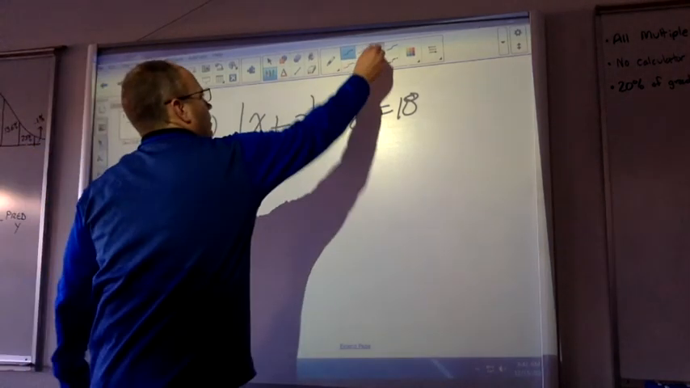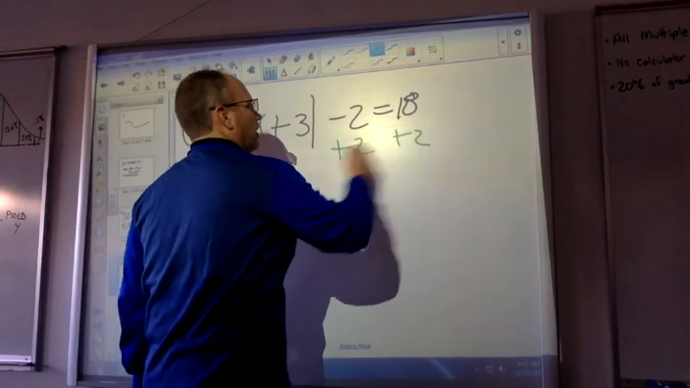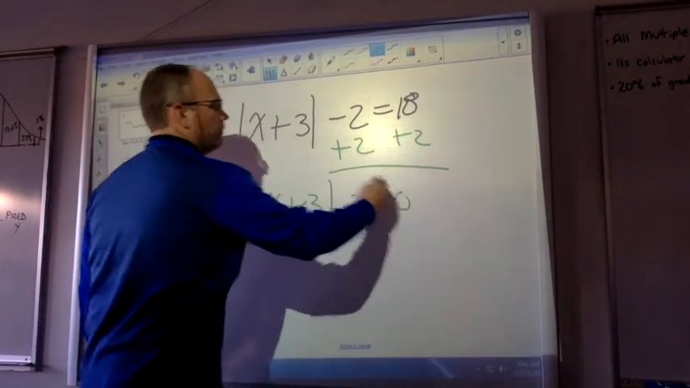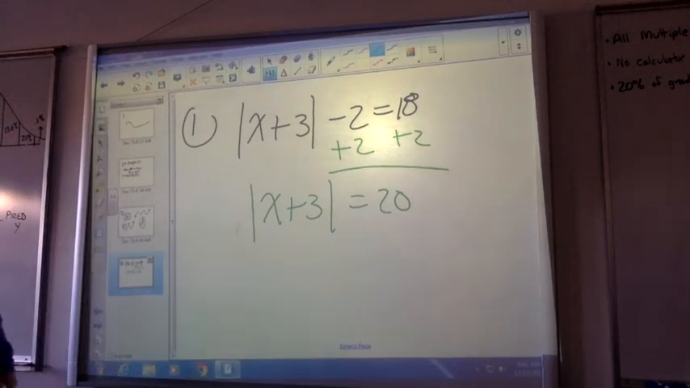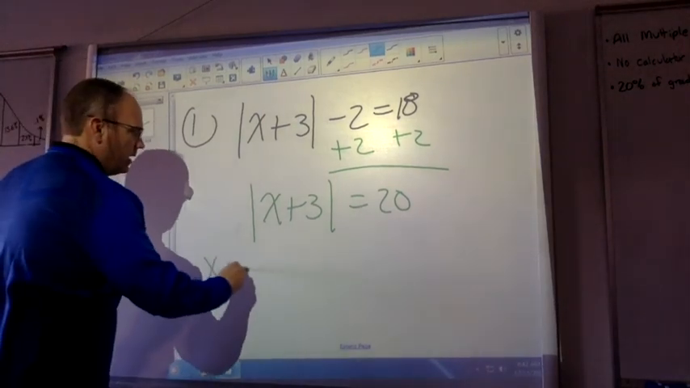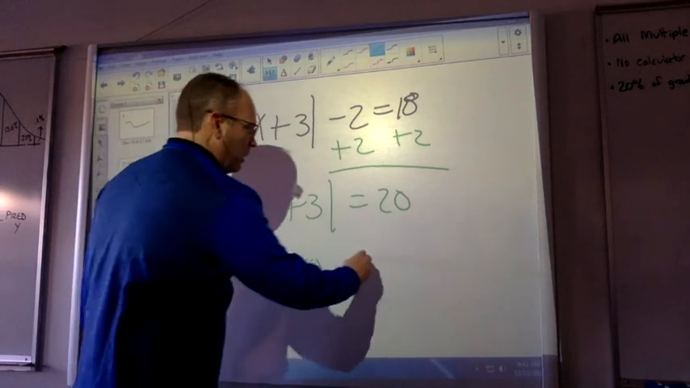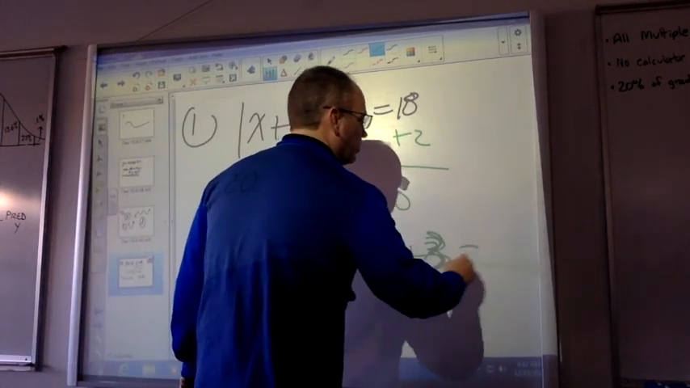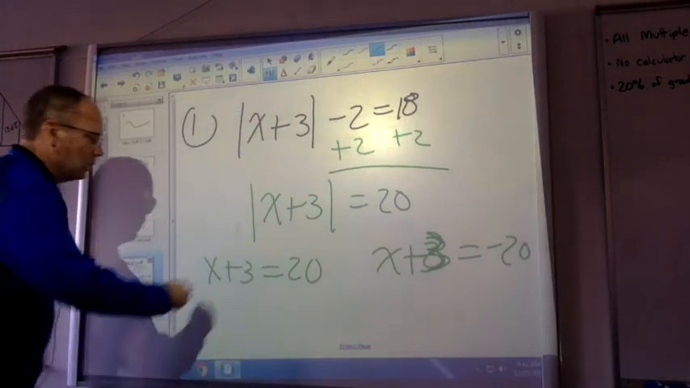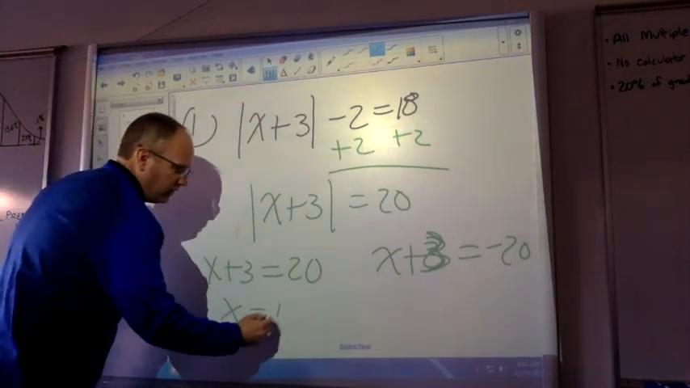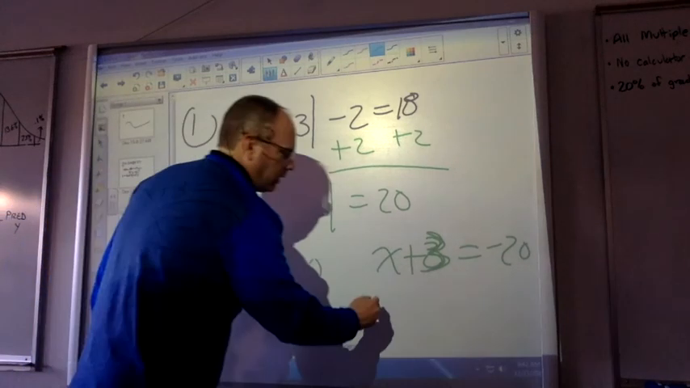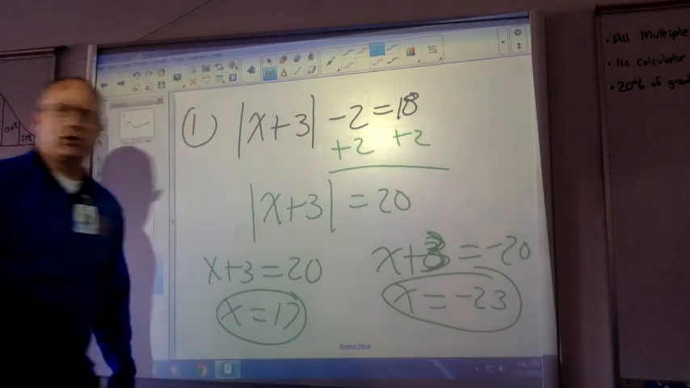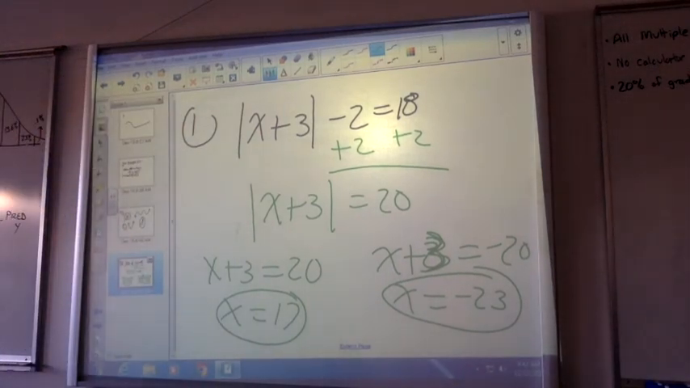So on this problem, what you do is you'd say, okay, I'm going to add 2 to both sides. So then I get the absolute value of x plus 3 is equal to 20. Is that okay? Which means I get x plus 3 equals 20. And I also get x plus 3 equals negative 20. So if I subtract 3 from both sides, I get 17 on this one. If I subtract 3 from both sides, I get negative 23 on this one. I get 2 answers.